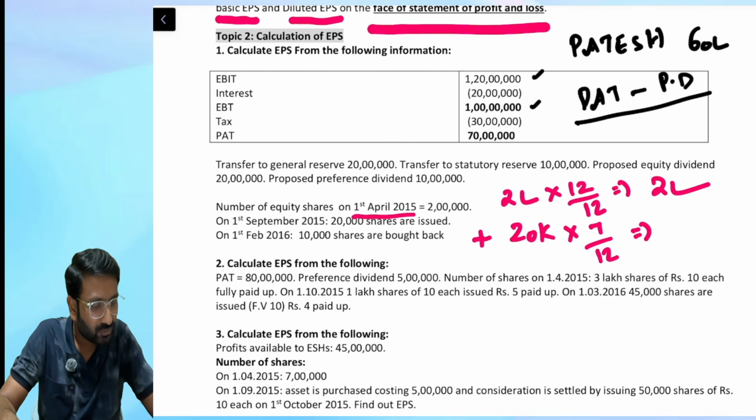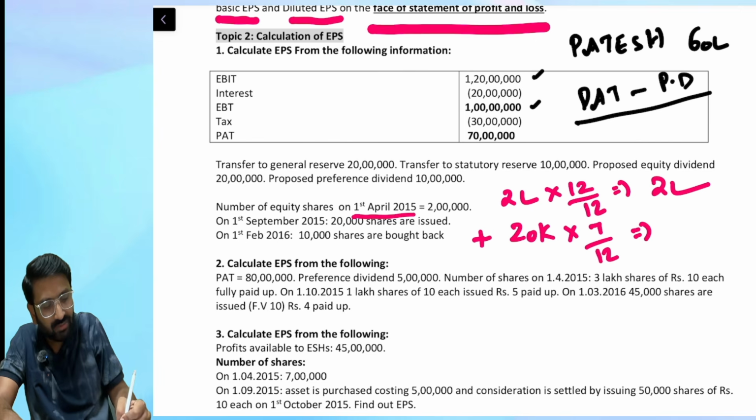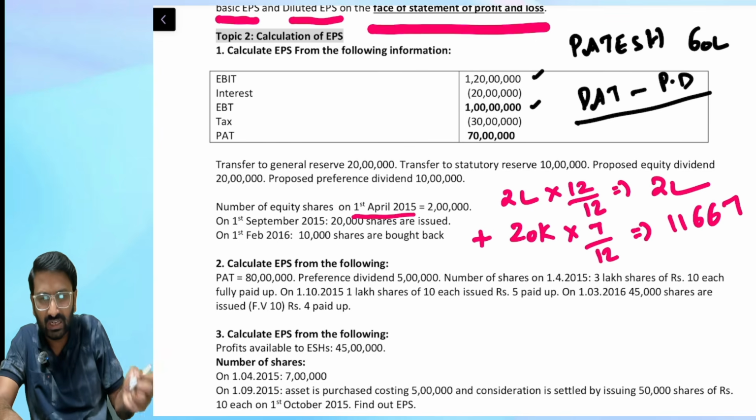Simplify that. So take 20,000 into 7 by 12, 11,667 approximately. That will be added.